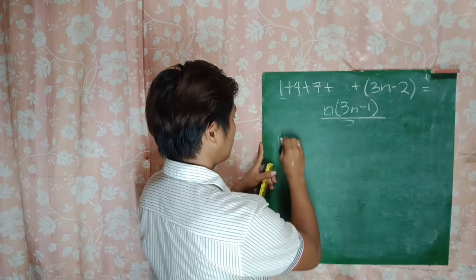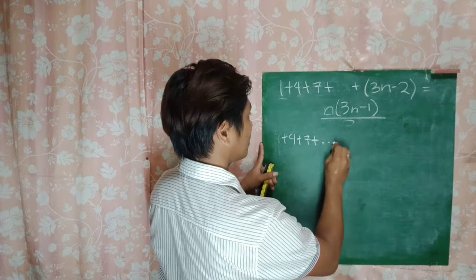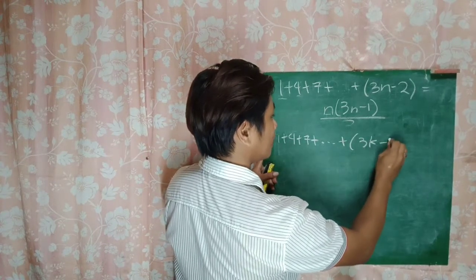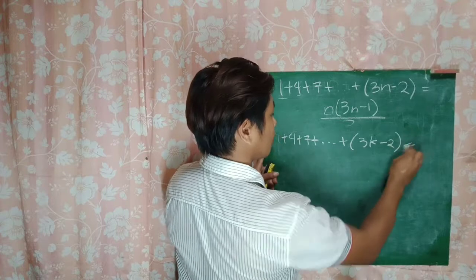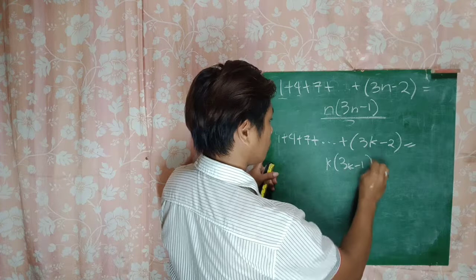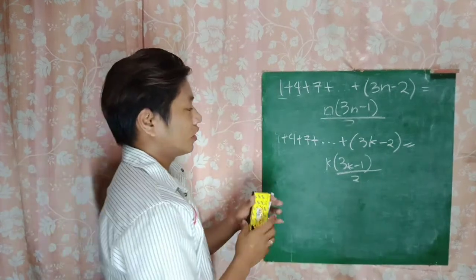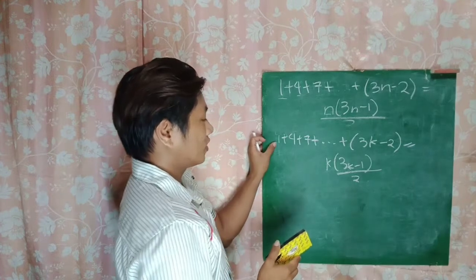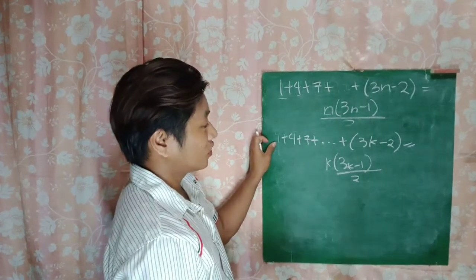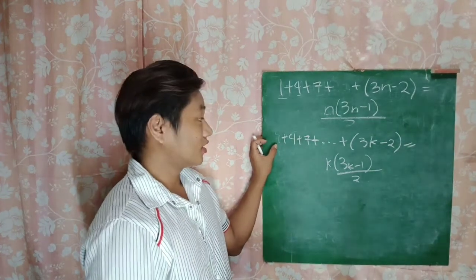So we have 1 plus 4 plus 7 plus dot dot dot plus 3k minus 2 equals k times (3k minus 1) over 2. So upon getting the assumed case, n equals k is true, we need to prove that this equation is also true.